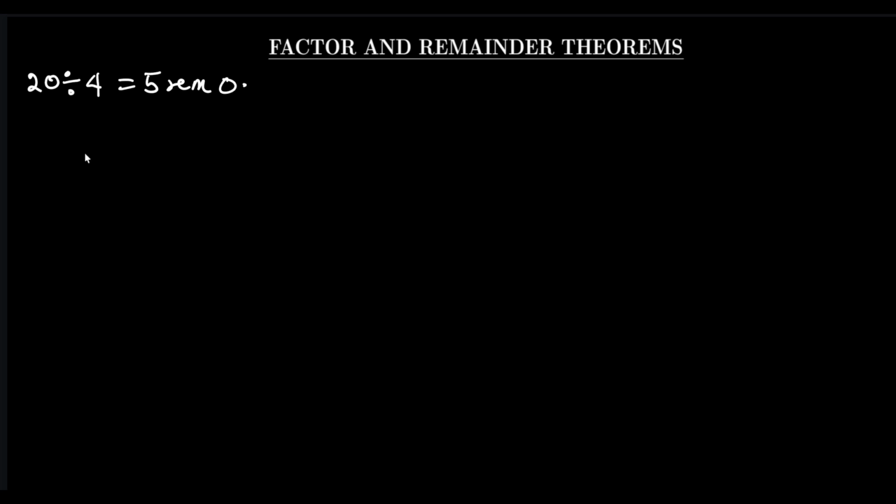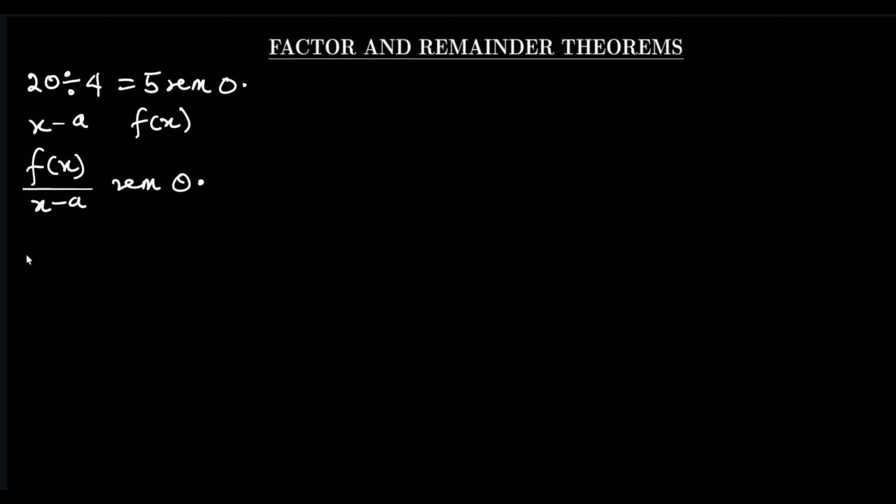In factor theorem, if x minus a is a factor, then it means that it divides a polynomial f of x, and there is no remainder. That is, f of x over x minus a gives whatsoever it's going to give, but the remainder is going to be equal to 0.